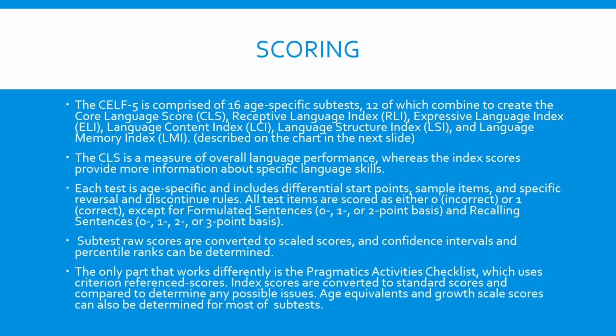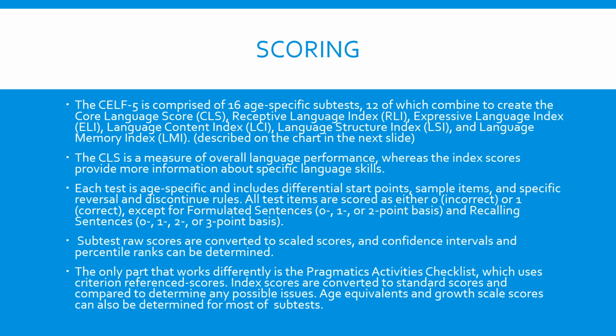The CLS, or the core language score, is a measure of overall language performance, whereas the index scores provide more information about specific language skills. So each test is age-specific, and so it includes different differential start points, sample items, and specific reversal and discontinue rules. So all of the items are scored as either 0, incorrect, or 1, correct, except for formulated sentences, which have a range of 0, 1, or 2 points, and recalling sentences, which has 0, 1, 2, or 3 points.